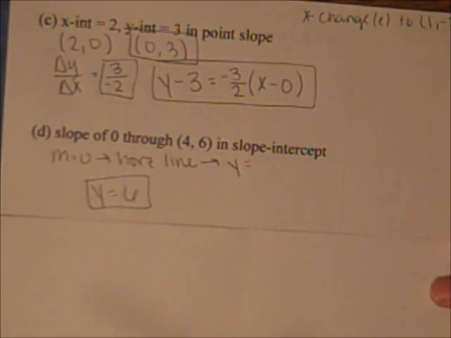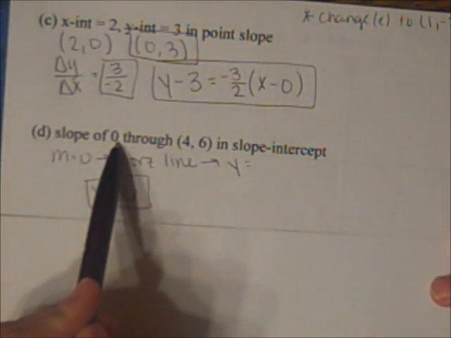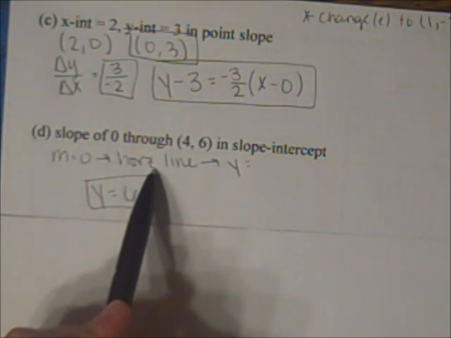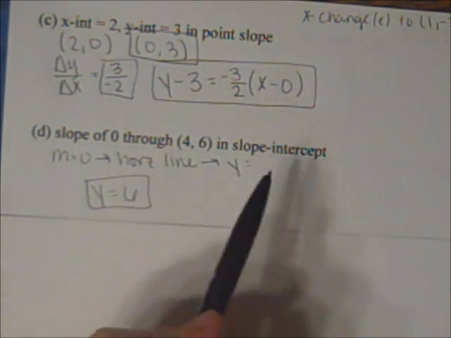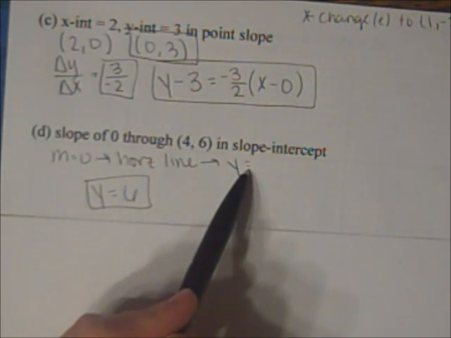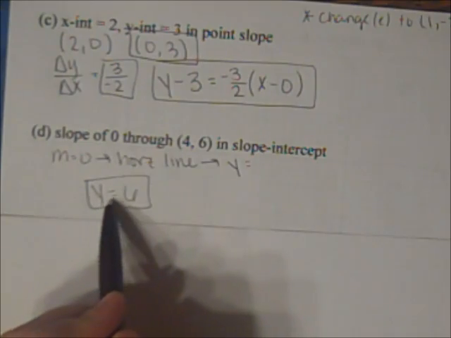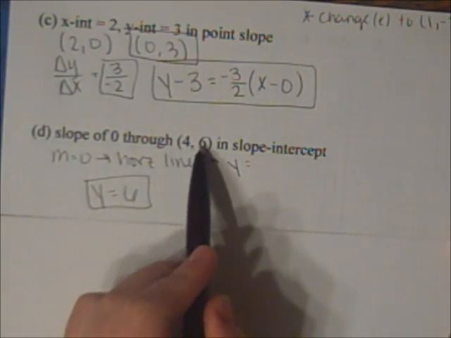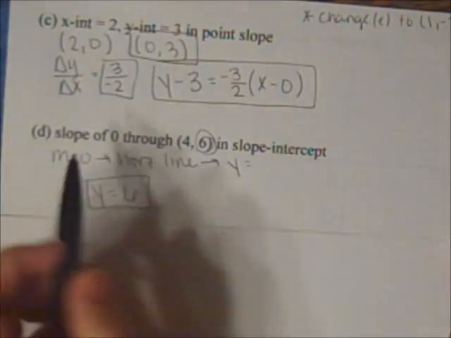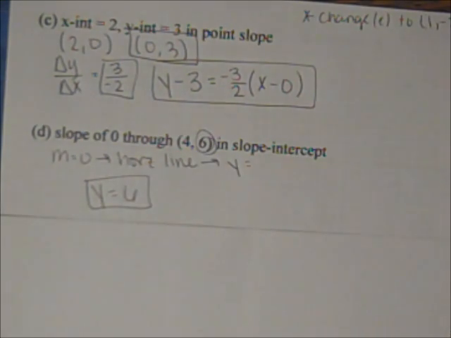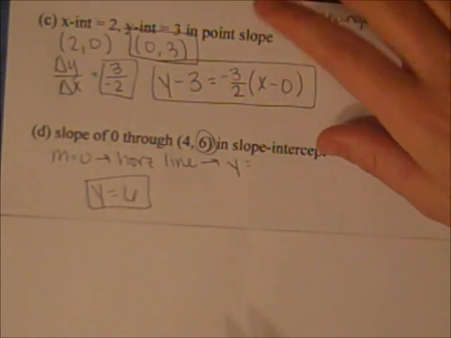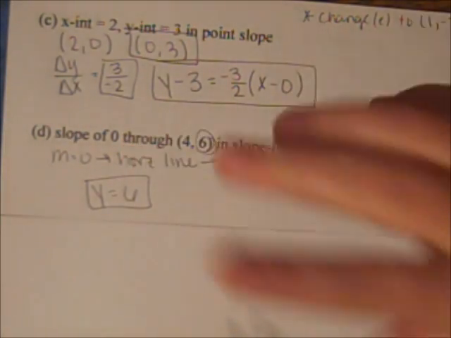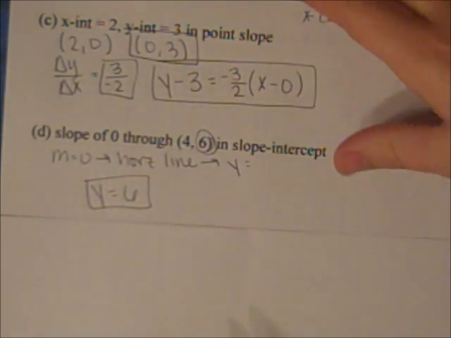Okay, so let's look at D. This one has a slope of 0, which means it's a horizontal line, and we've been talking about horizontal lines are y equals a number. So all you have to do is put y equals. Look at your coordinate. Which one of these is y? The 6. So y equals 6, and that's all there is. There's no calculations or anything. Had it been an undefined slope, you would say that's x equals, and you would pick x equals 4.